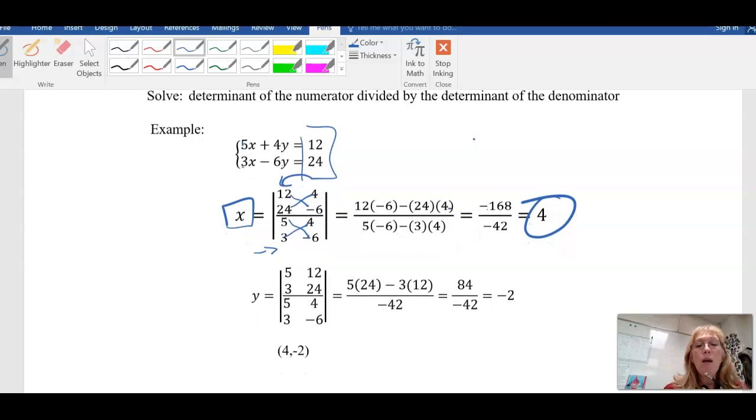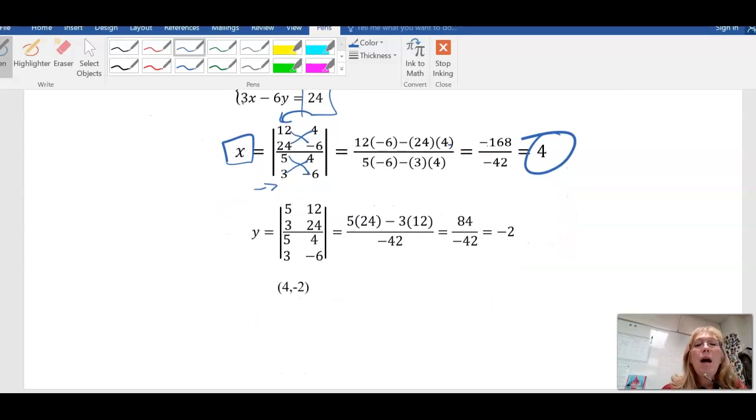Now to find the Y value, do the same thing. But now you've already found the denominator's negative 42 and they're identical, so we can write it in. Now we replace the Y with the solutions and leave the X alone. The 5 and the 3 are the same. 5 times 24 minus 3 times 12, 84 divided by that same denominator is negative 2. So your ordered pair that solves this is 4, negative 2.